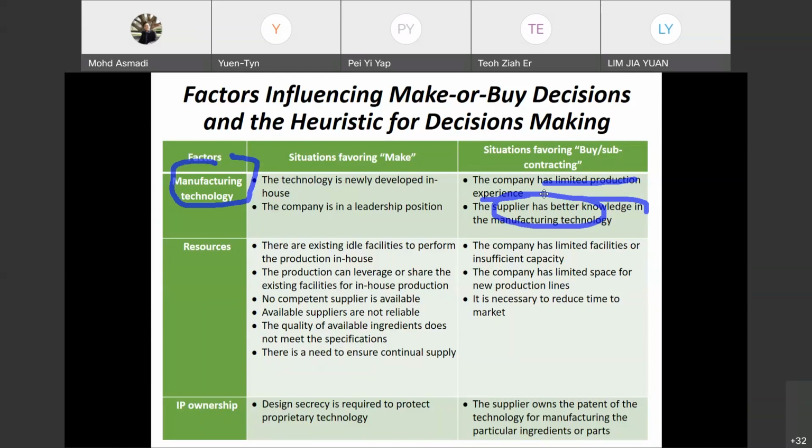we prefer to process in-house. So if you look at here, the technology is newly developed in-house. No other company can produce or supply your key ingredients. And also you are in the leadership position for this product. So what you have to do is process in-house. Similarly for other factors like resources and IP ownership. So all these things you have to consider for the make or buy decisions.